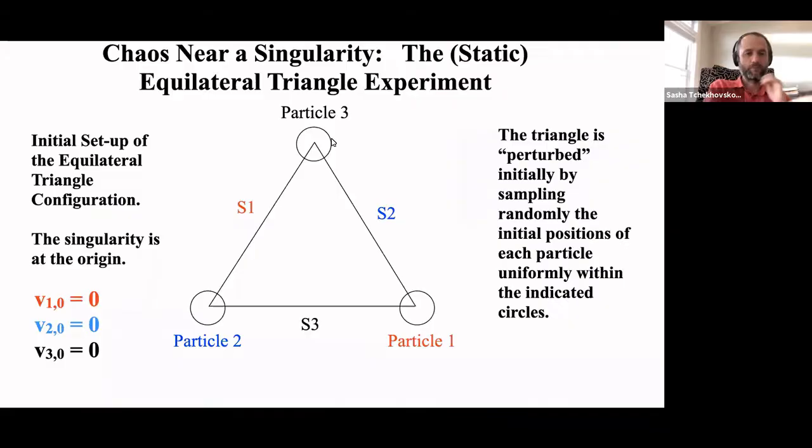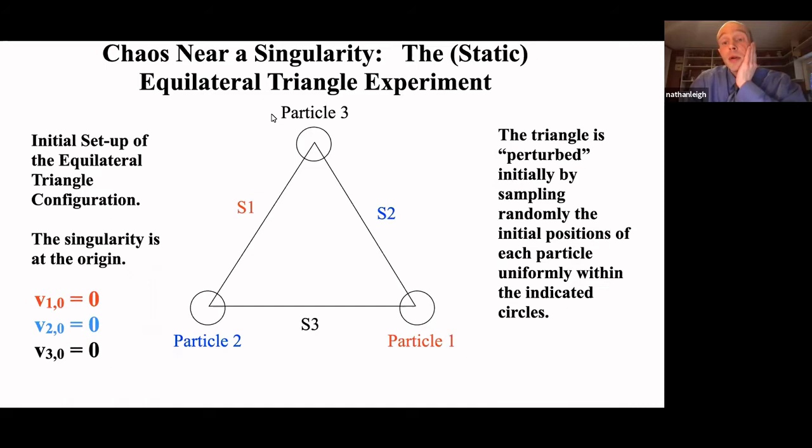Okay, so I'd like to look at a specific but interesting example, namely chaos in the vicinity of a singularity in the three-body problem. One can imagine setting up a perfect equilateral triangle where at each vertex you place a particle, and all particles have the same mass. If you release all three particles from rest at the same time, then they will coincide at the origin in both space and time.